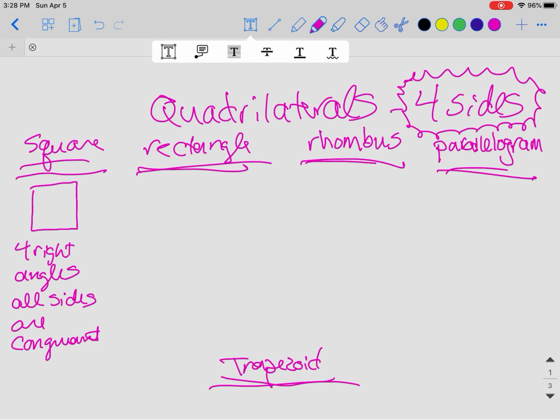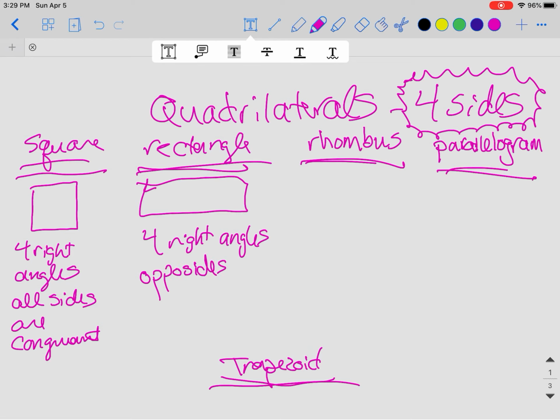Then there is the rectangle. A rectangle is a quadrilateral, again, that has 4 right angles. But the difference between a rectangle and a square is that only the opposite sides are congruent. Opposite sides are congruent.